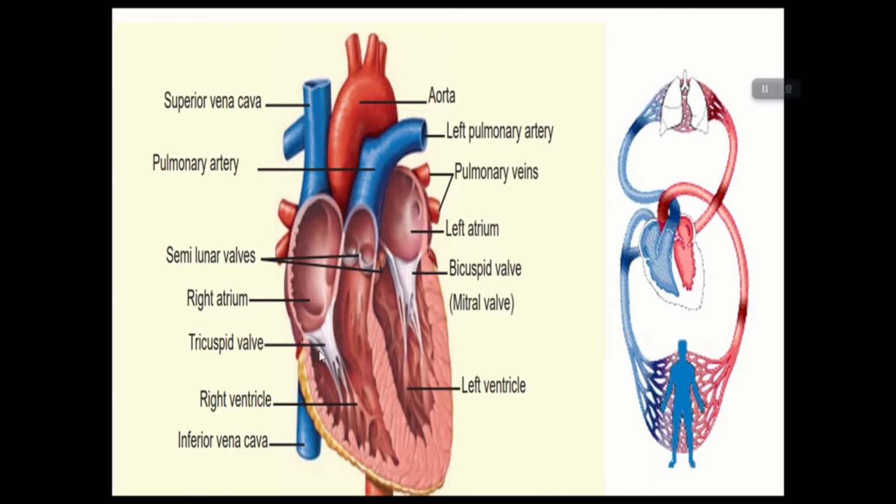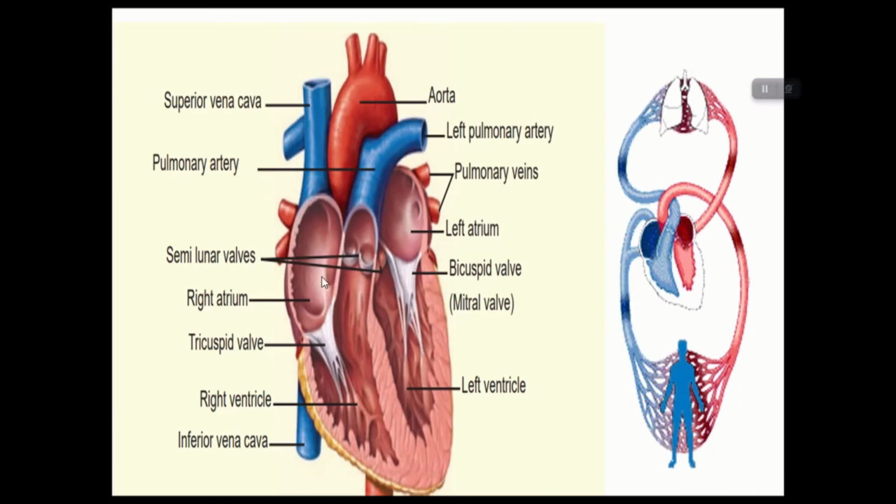There are 4 chambers: right atrium, left atrium, left ventricle, right ventricle. Now look at this. Superior vena cava and inferior vena cava, you can see in this diagram as well, bring impure blood from the other organs of the body towards the heart, that means to the right atrium. Then what will happen?